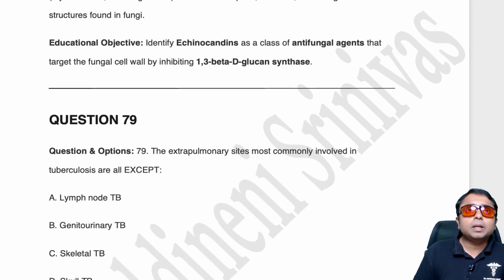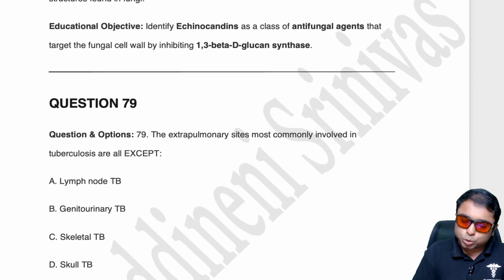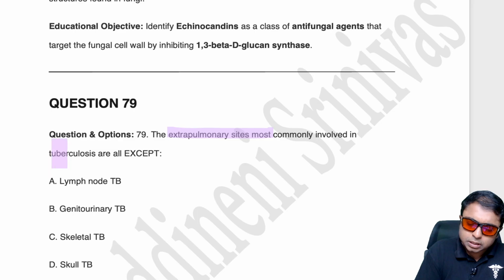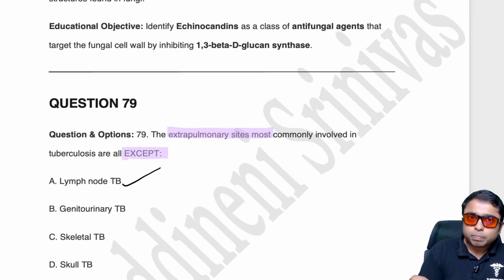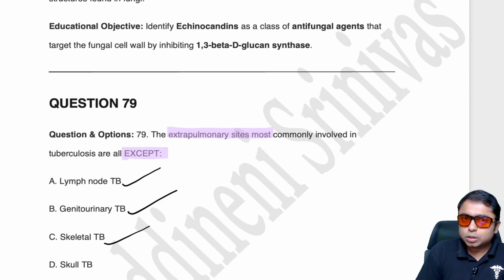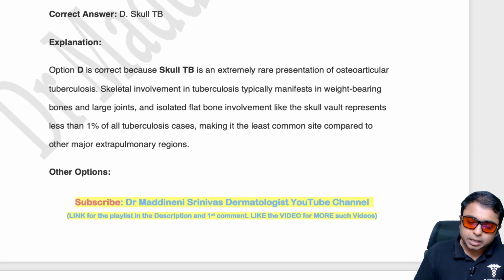So extrapulmonary sites which are most commonly involved in tuberculosis are all except, yes, skull tuberculosis. Lymph node tuberculosis is in fact the most common extrapulmonary site. And in the skin, what is it going to produce? Most commonly in children, it's going to produce scrofuloderma, okay. Genitourinary is also very common. Skeletal TB is also common, but remember skull tuberculosis is very rare. So that's going to be the correct answer for this question.